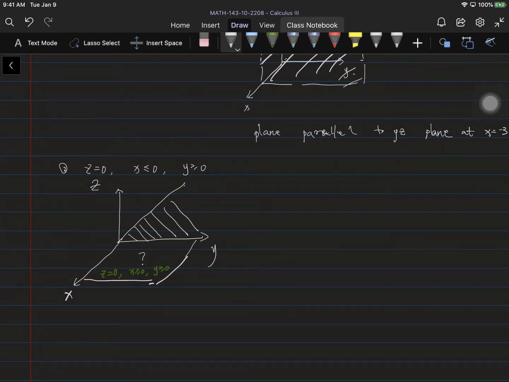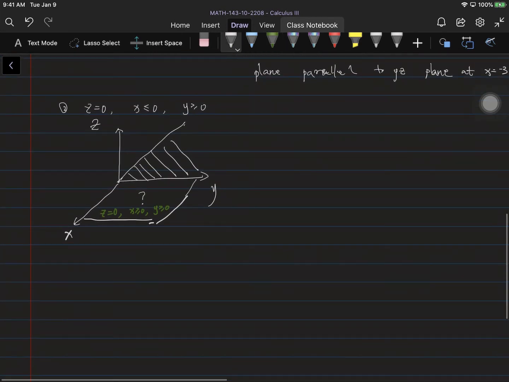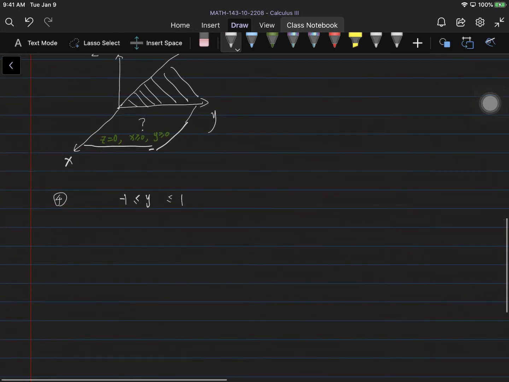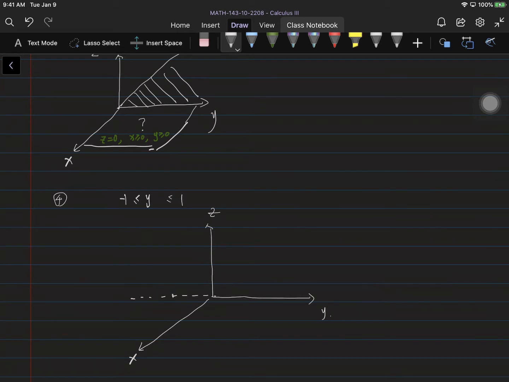Now let's take a look at the last example, 4. Y greater than or equal to -1 and less than or equal to 1. If we draw the three-dimensional space x, y, z, okay, so y from -1 to 1. Here's -1 and here's 1.